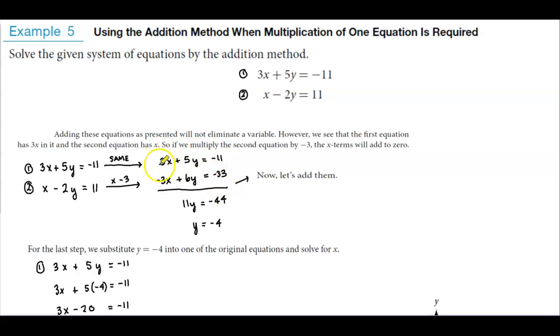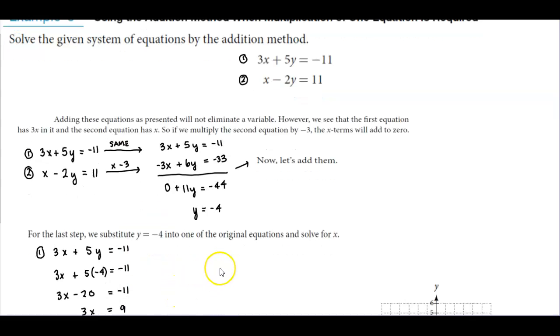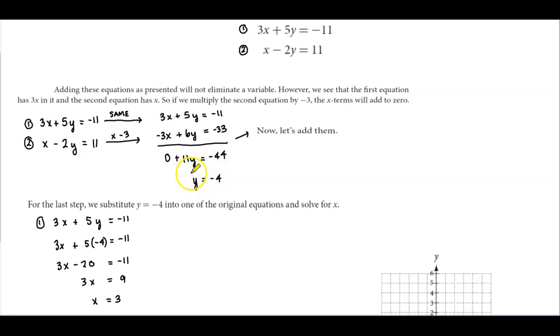Now we're going to look at these two equations and add them. When we add them together, we get negative 3x plus 3x, which gives you 0, plus 11y. Now we solve for y by dividing both sides by 11, because 5y plus 6y is 11y, and negative 11 plus negative 33 is negative 44. Therefore, when we divide both sides by 11, we get y equals negative 4.